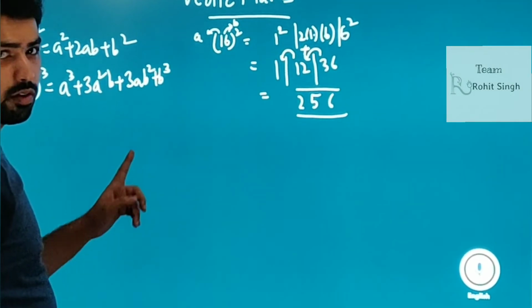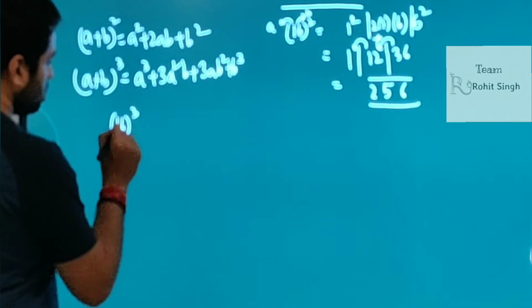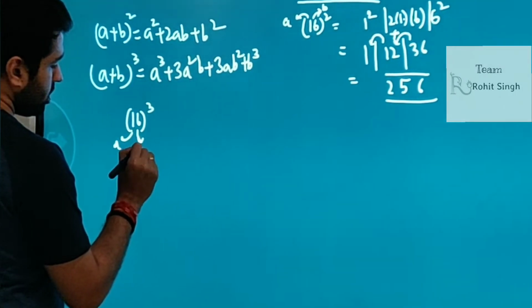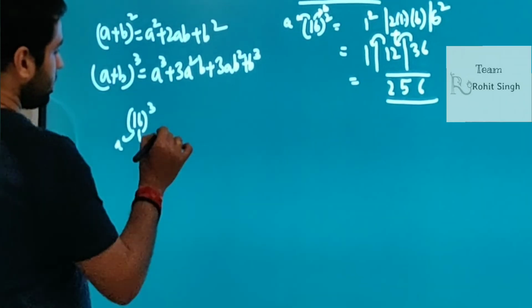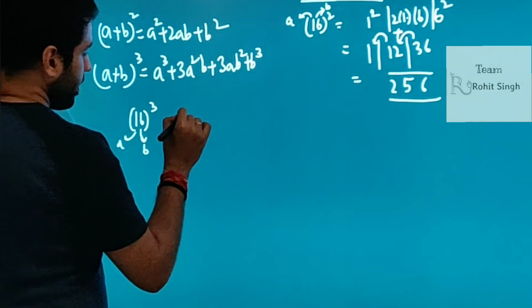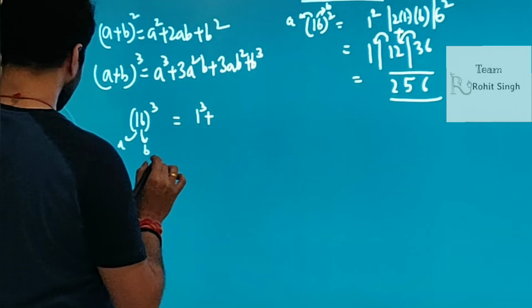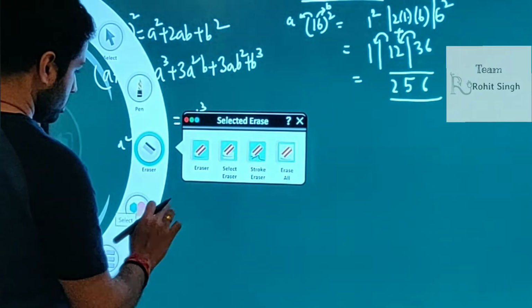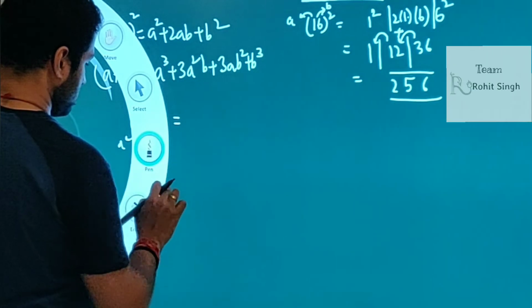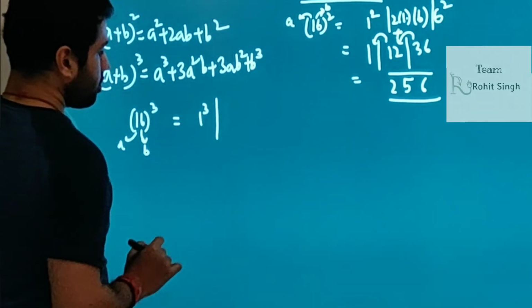Now let us solve for 16 cube. Again in this, 1 is a and 6 is b. So let us substitute the values over here and solve. First is a cube. A cube is 1 cube, plus 3a square, sorry, we don't get the plus sign over here. So 1 cube and then put one line like this.